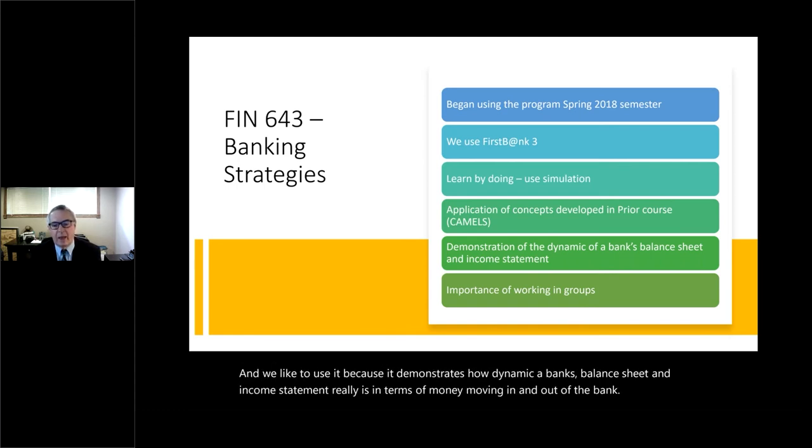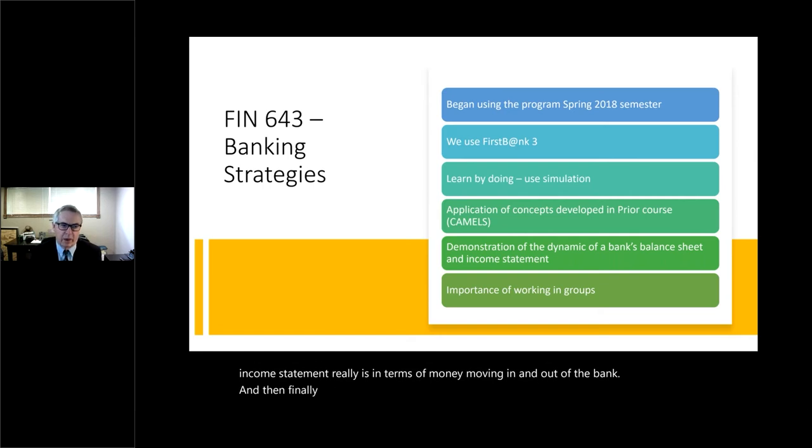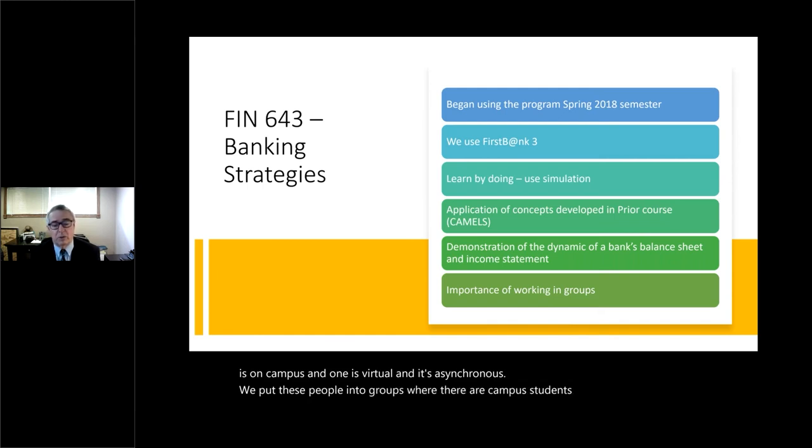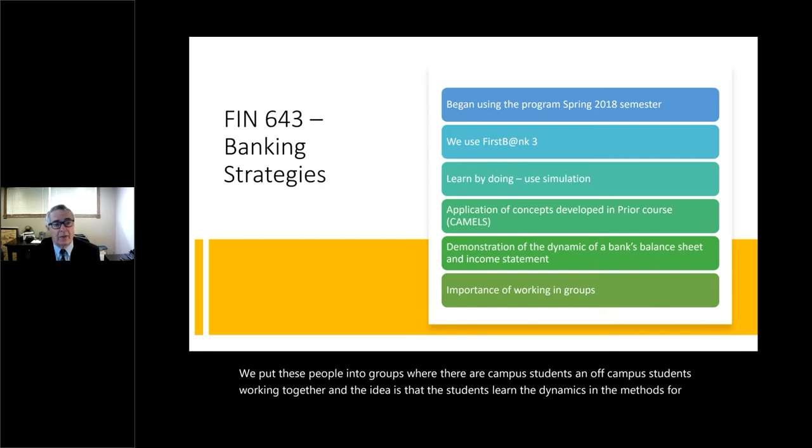And then finally, we stress the importance of working in groups. Now, a little bit unique here in that we have two sections of this class as we do the others. One is on campus and one is virtual, and it's asynchronous. But we put these people into groups where there are campus students and off-campus students working together. And the idea is that the students learn the dynamics and the methods for working in teams, and they're distributed.